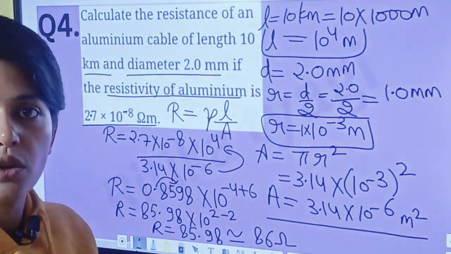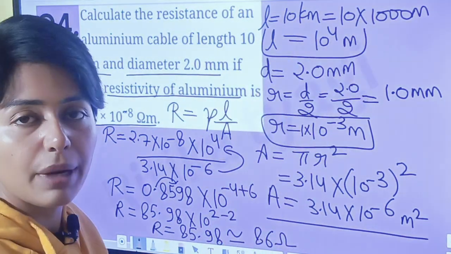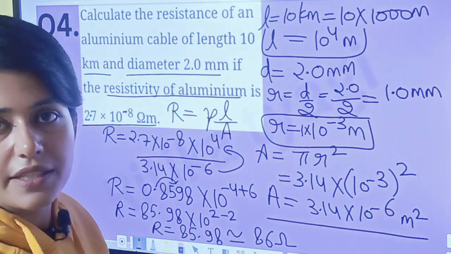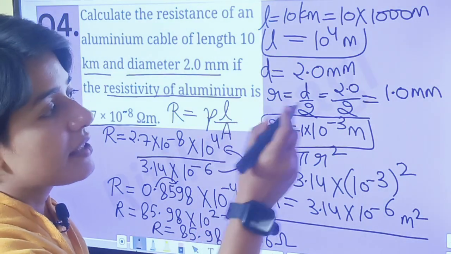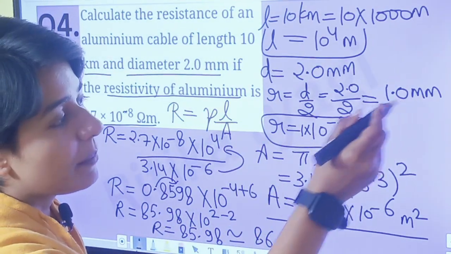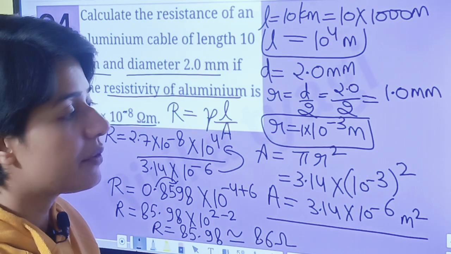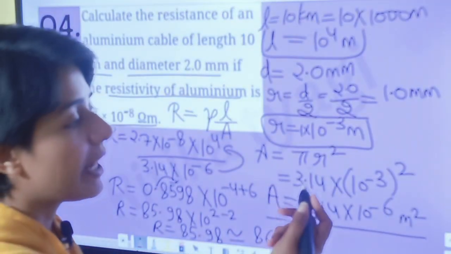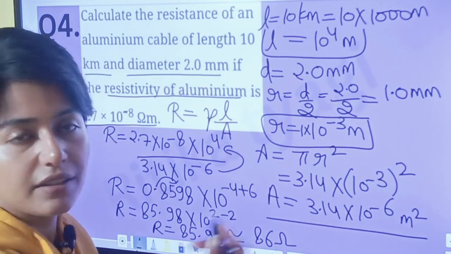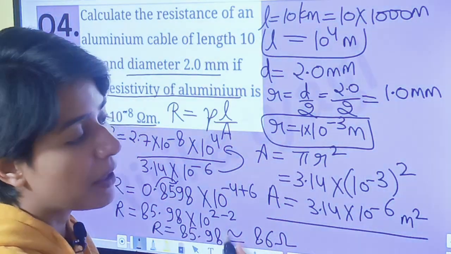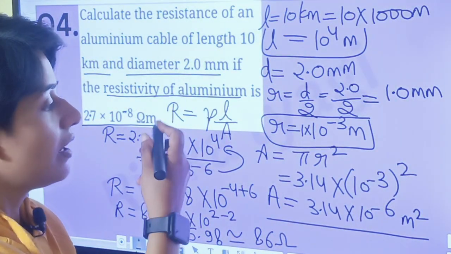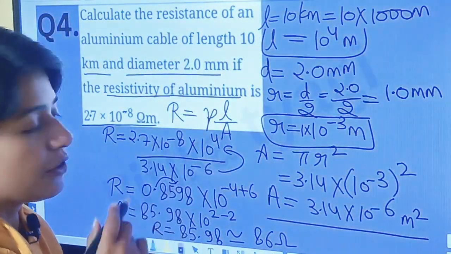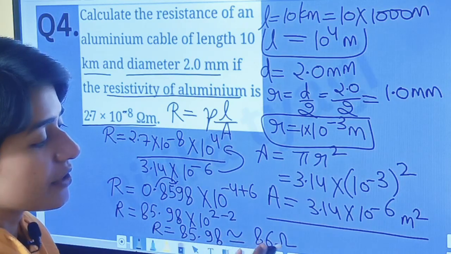Here length is given 10 kilometer. First convert kilometer into meter by multiplying 1000. That is 10 to the power 4 because there are 4 zeros. Next diameter is given 2.0 mm. Convert into radius, we get 1 mm. Convert 1 millimeter into meter by multiplying 10 to the power negative 3. Then radius is 10 to the power negative 3. And A, that is pi r square. Value of pi and r putting together, we get 3.14 multiplying 10 to the power negative 6 meter square area of cross section. Applying formula for finding resistance, that is rho L by A. Putting the value on solving it, we get 86 omega resistance.